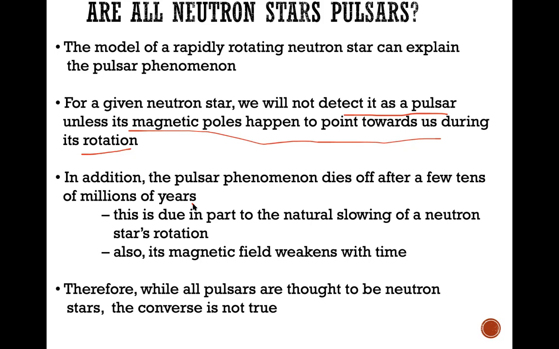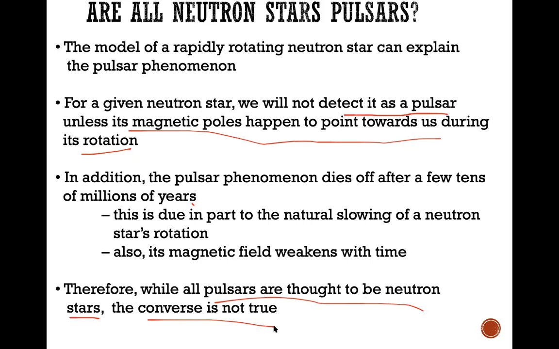and also the magnetic field weakens with time, and therefore all pulsars are thought to be neutron stars, but the converse is not true. So make sure that you understand it, right? If you see a pulsar, you can definitely tell that it should be a neutron star, right? All pulsars are thought to be neutron stars. But that does not mean that all neutron stars are pulsars, right?